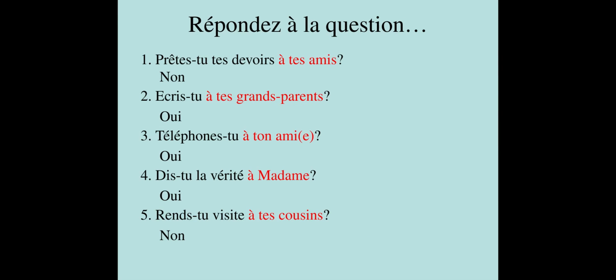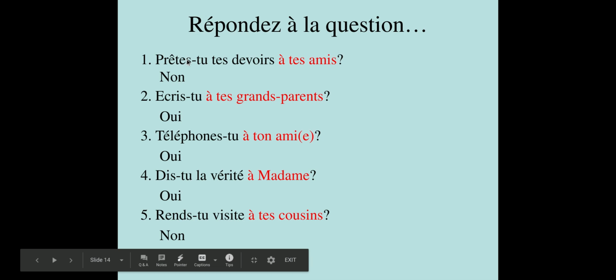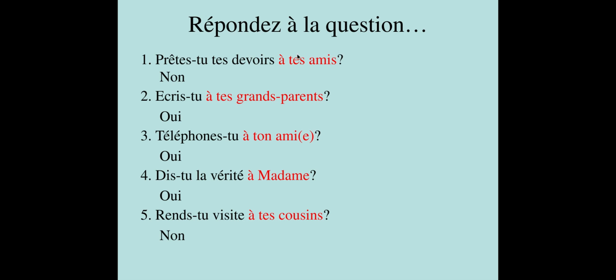So répondez à la question. This is what you need to write down and respond. La première, numéro un, the first one, number one, we have prêtes-tu tes devoirs à tes amis? So do you loan your homework to your friends? And we need to say, no, I don't loan my homework to my friends. So we should have written down, non, je ne leur prête pas mes devoirs. No, I don't loan my homework to them.